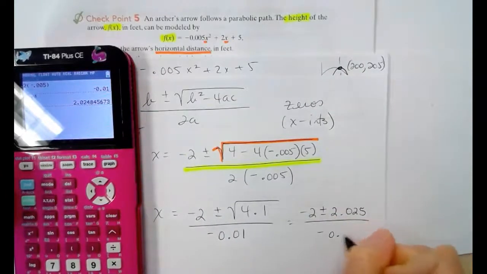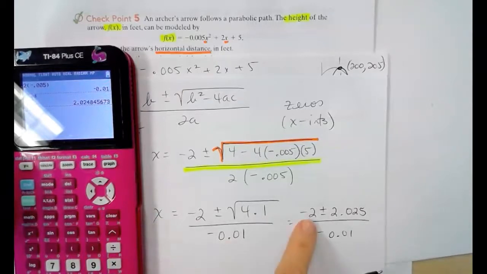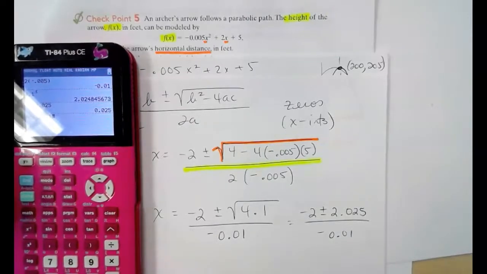So here we go. What do we have? We have negative 2 plus 2.025, which think about it, that's basically 0. And we are going to divide that by negative 0.01. Now, what do we get? We get negative 2.5.